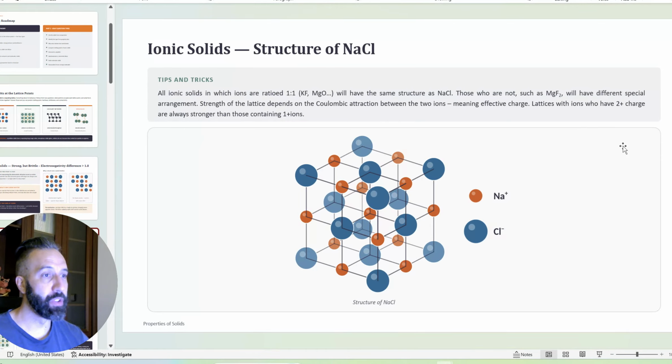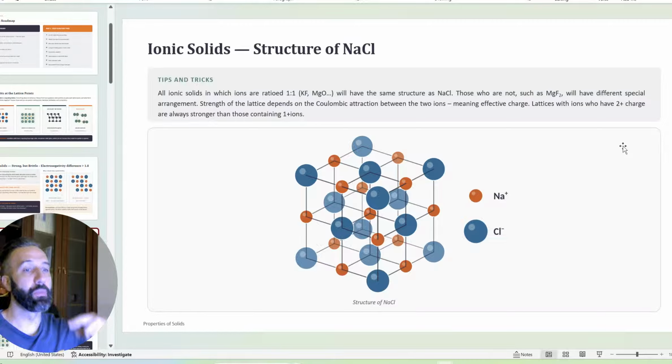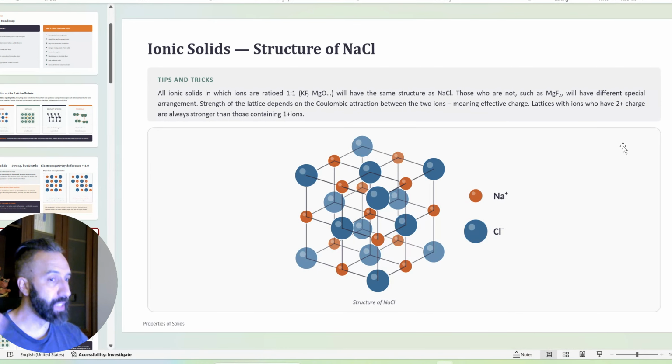Also, a few more things I want you to pay attention to here. 99% of the time, when you give an example of an ionic solid, it's going to look exactly like this picture. Why? All the ionic solids which are one to one, such as NaCl, KF, MgO, will always have this structure. Each plus is surrounded by six minuses, and each minus is surrounded by six pluses. If it's not one to one, such as MgCl2 or MgF2, then it's going to look different. But that's not really shown in the AP curriculum, so you don't have to worry about that.